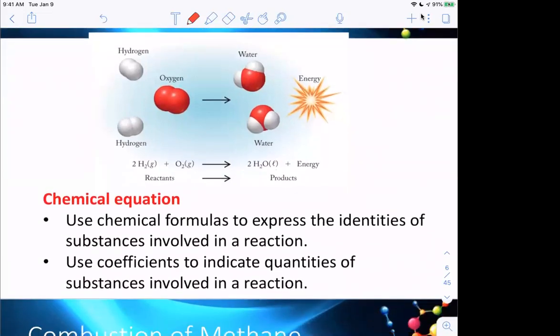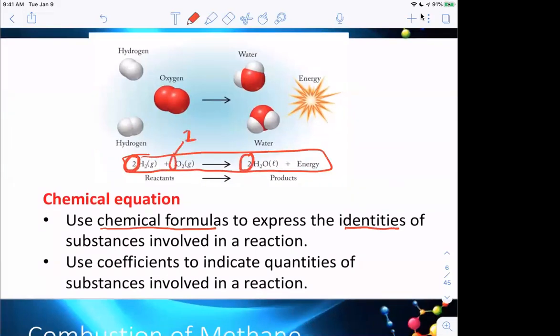So these are my chemical equations, right? Right here is the chemical equation. I use chemical formulas, and that's going to give me the identities of the substances, both the reactants and the products. This is a coefficient. This is a coefficient. This is actually a 1, because if there is no coefficient, the coefficient is assumed to be 1. And my coefficients are going to indicate quantities of substance that are involved in the reaction.